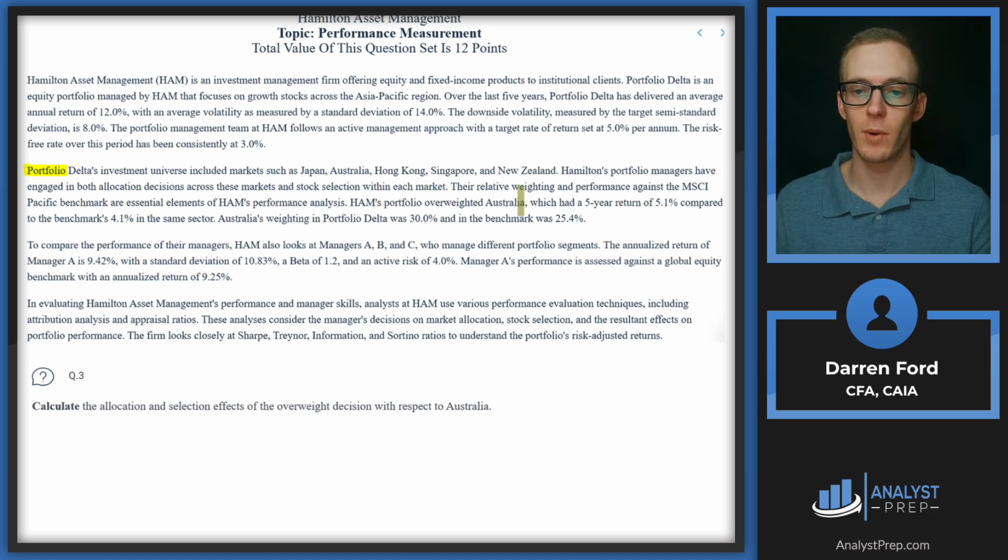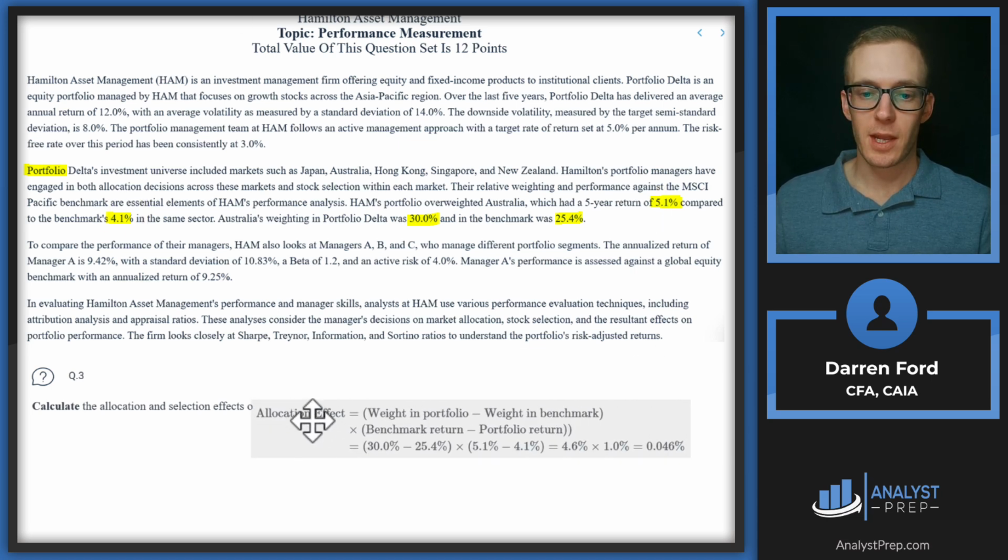HAM's portfolio overweighted Australia, which had a 5-year return of 5.1%. That's going to be key for selection effect, and we'll use it for allocation effect potentially in the same sector. Australia's weighting in the portfolio delta was 30% and the benchmark was 25%. So we went overweight Australia, that's a positive, so we'll have positive on the allocation, and then we also did better than the benchmark.